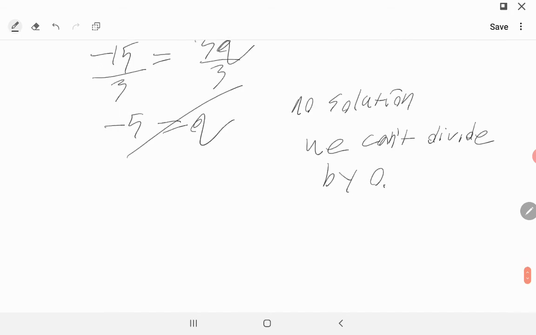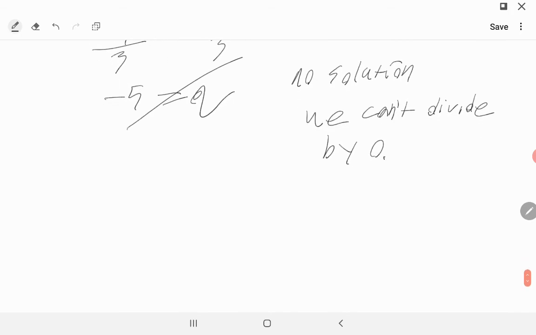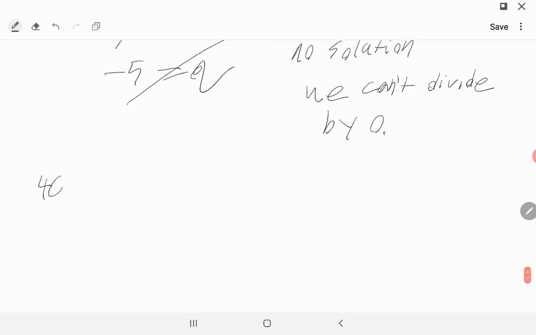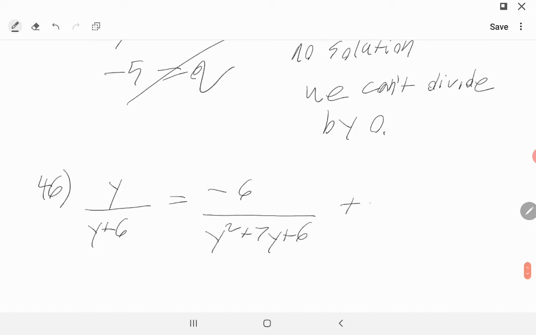So let's try one more that's just a little bit messier. We can always make these arbitrarily complicated. We're not going to see any that are really, really bad. So one that's probably more on the line of something you'd see in a Math 200 level class. You probably won't see it on any of your exams in this class. If you had y divided by y plus 6 equals negative 6 divided by y squared plus 7y plus 6 plus 2 divided by y plus 1, we notice that we're going to need to multiply.